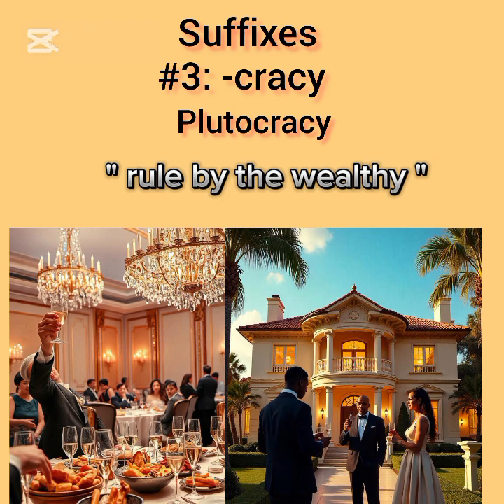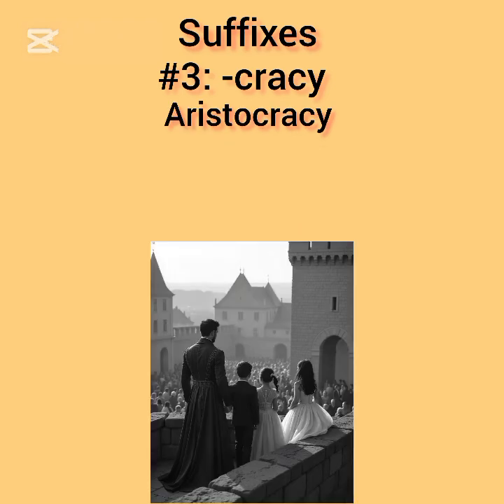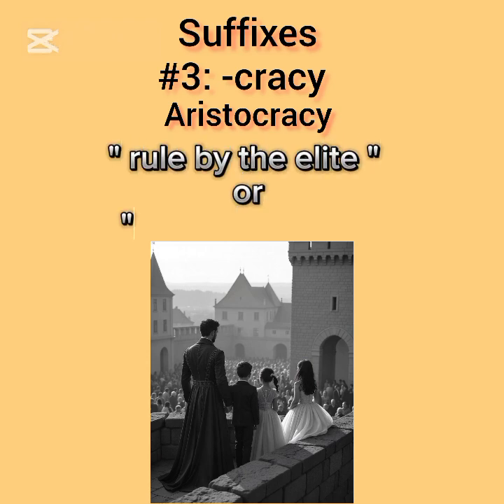In this system, the richest people influence the government decisions, often putting money before the needs of the regular people. Finally, we have aristocracy, which means rule by the elite or rule by the best. In this system, power is in the hands of a privileged class, often noble families or the wealthy. In the past, many European countries were ruled by the aristocracy, where the elite held most of the power and influence.